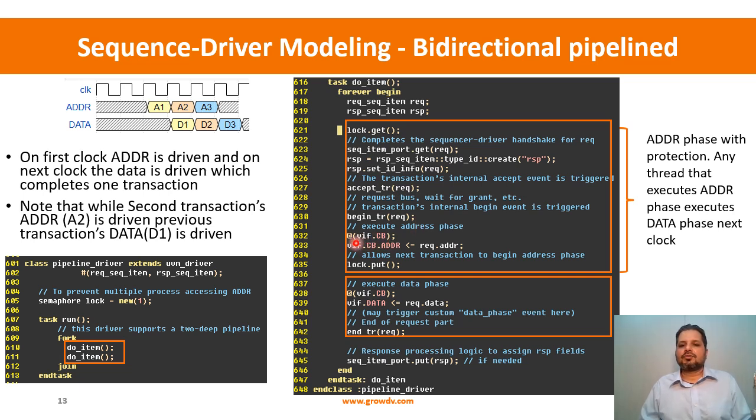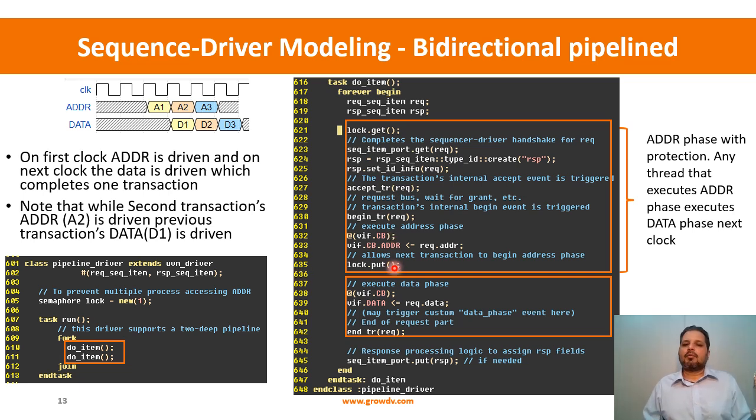And what we are doing then is waiting for the clocking block event, and after that we are driving the address, right? So this is the first clock where the address gets driven, and once the address is driven, we are doing lock.put. Now, when doing the lock.put, what happens is the other thread, right? Let's say the task running on line 610 had won the semaphore, and the task running on line 611 would have been waiting. The task running on 611 will get unblocked when we do this lock.put on line 635.